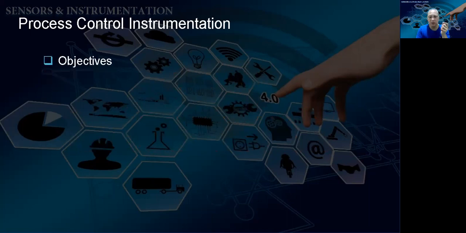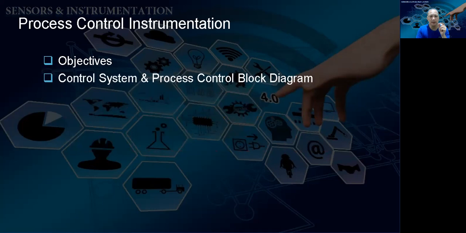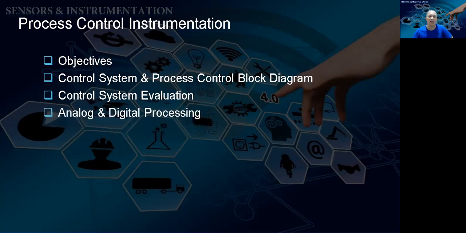We'll talk about the objectives. What are the objectives that we will do for these topics? And then we'll talk about control systems and process control block diagrams. This is very important to map our thinking, our paradigm, into block diagrams. And then control system evaluation: how do we evaluate it to make sure the quality that we desire is being delivered? And then analog and digital processing, unit standards and definitions. Yes, engineering requires this. Otherwise, we're not discussing on the same page.